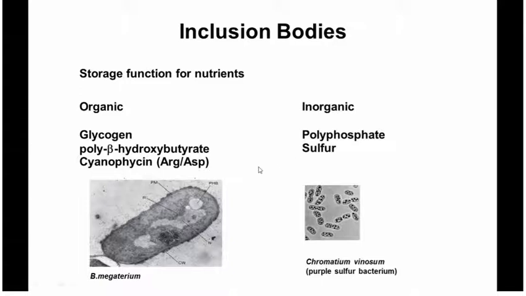So just as an aside, you can identify these PHB granules in transmission electron microscopy, because during the preparation of the sample, there's going to be a wash with something like methanol or chloroform, and this will totally dissolve the PHB. So that's why this looks empty, because all of the polymer has been washed away.